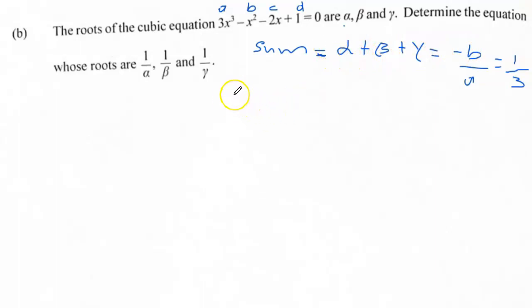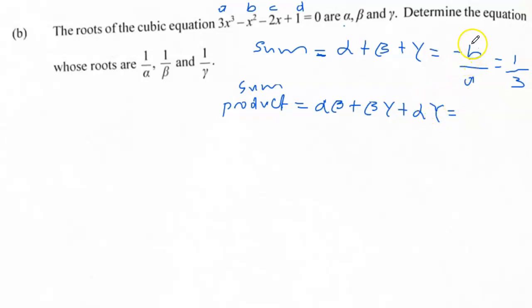The sum product, and by sum product we mean alpha times beta plus beta times gamma plus alpha times gamma, so we take a sum in pairs. That is equal to c over a, and c is negative 2, a is 3, so negative 2 thirds.